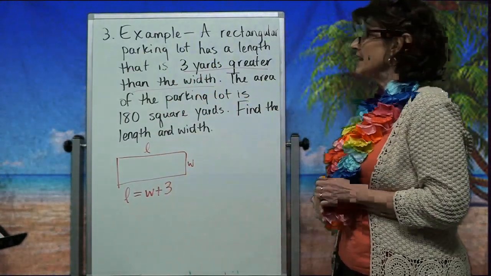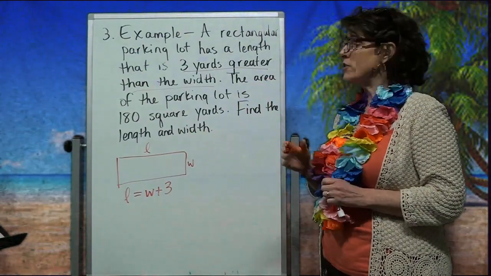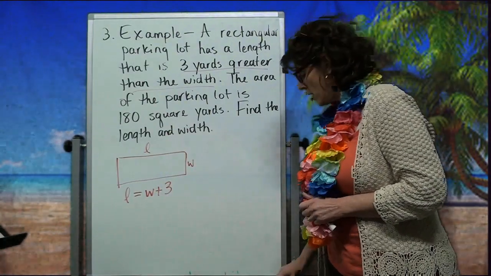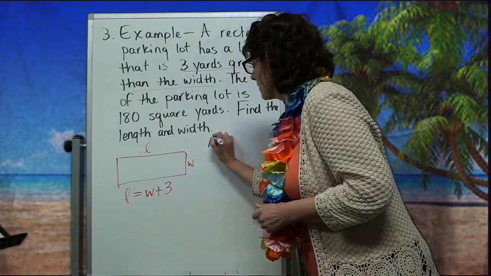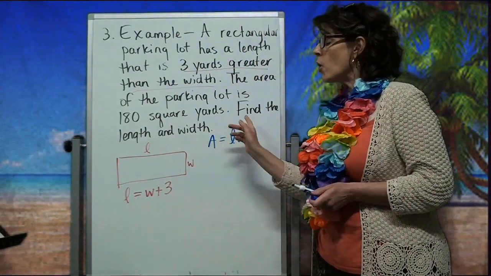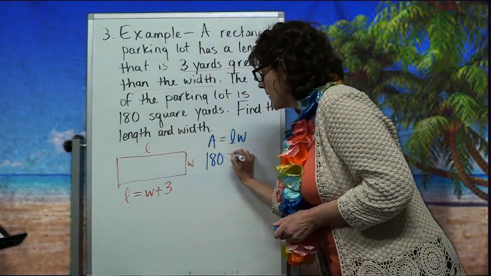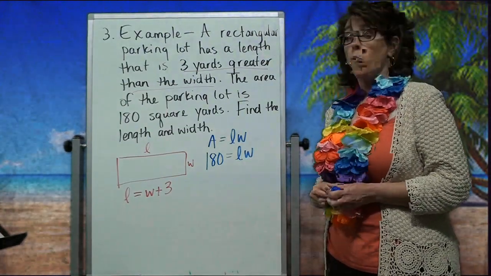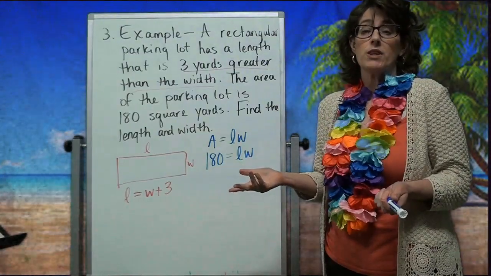Now, the next part of this says, I know the area is 180 square yards. Well, how do you get area of a rectangle? The formula for area of a rectangle is going to be length times width. And I was told that that area is 180. So right here, this is 180. But the problem is I cannot solve this because I've got too many variables in there. When I have one variable, I can solve it. But I got 2 variables, so I'm stuck and I can't do anything with it.